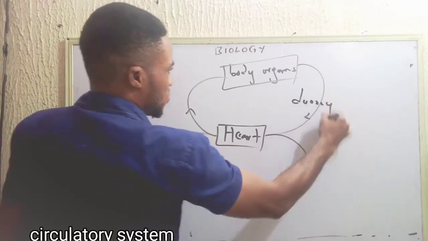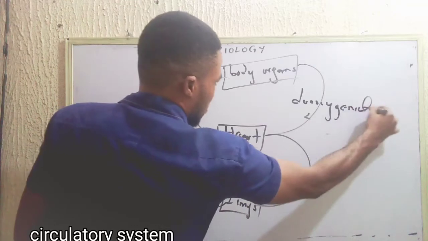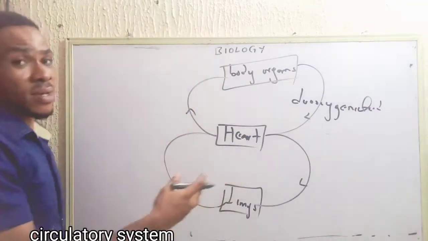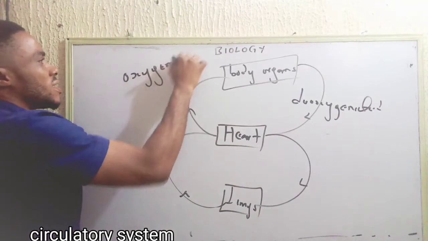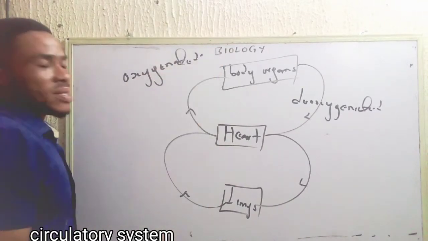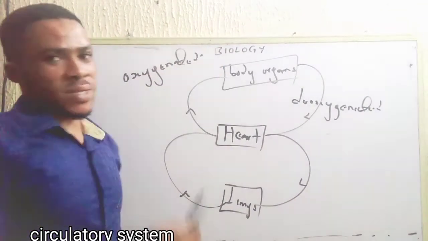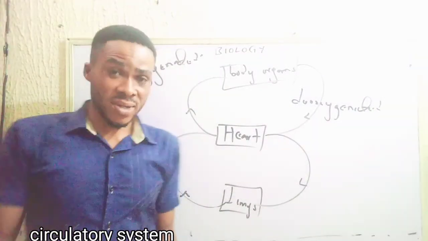The deoxygenated blood. That's dark colored blood. Then the one that is here is normally what? The oxygenated blood. Now, under this closed circulatory system, there are different types found under it.